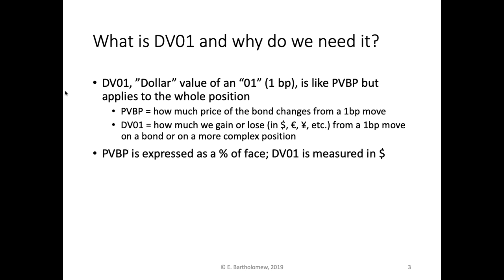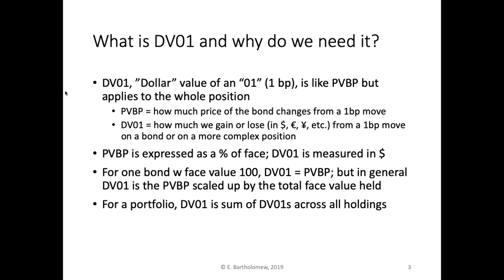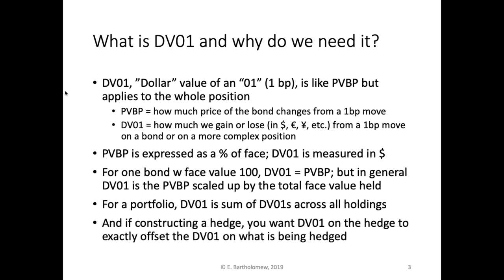PVBP is expressed as a percent of face. DV01 is measured in dollars. For one bond with face value of 100, DV01 equals PVBP, but in general, DV01 is the PVBP scaled up by the total face value held, and we'll see how that is done precisely in a moment. For a portfolio, DV01 is the sum of the DV01s across all holdings, and we'll look at that as well. And if you're constructing a hedge, you want the DV01 on the hedge to exactly offset the DV01 on what is being hedged, so that the net interest rate risk will be reduced to zero.